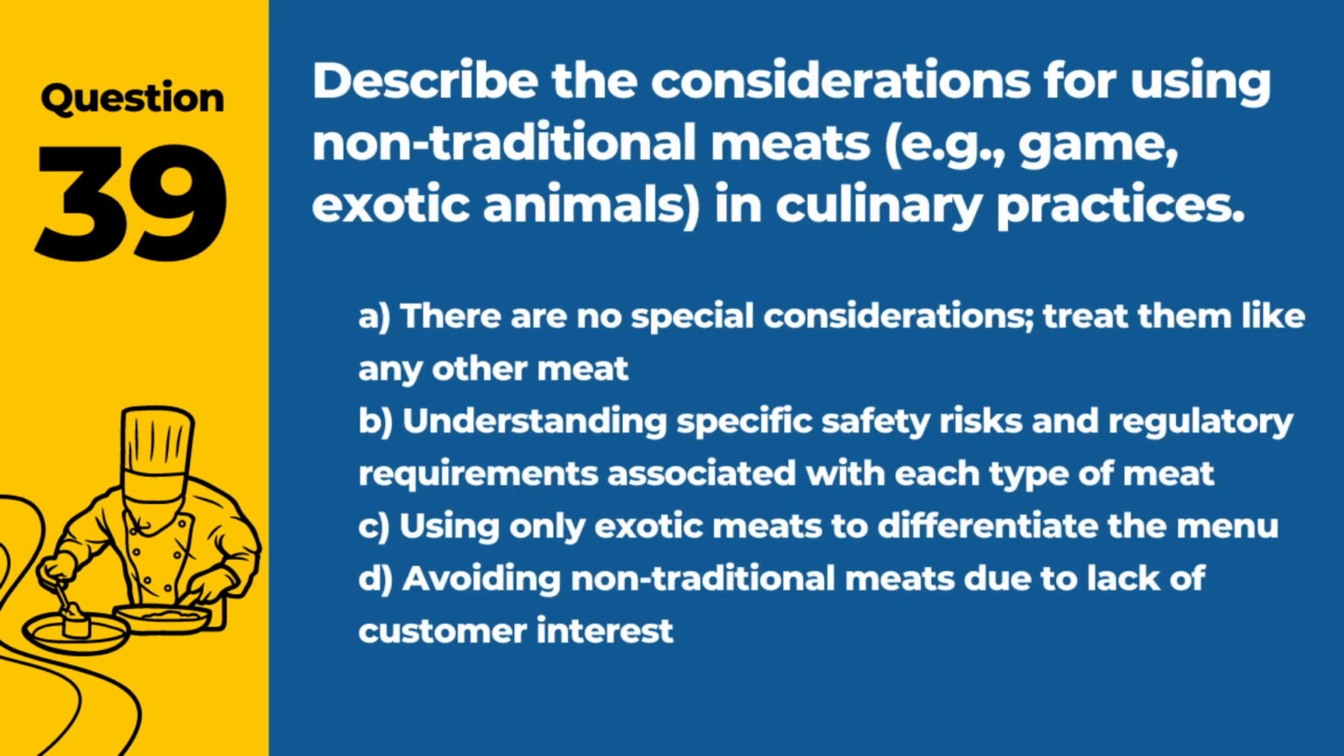Question 39. Describe the considerations for using non-traditional meats, for example, game, exotic animals, in culinary practices. A. There are no special considerations. Treat them like any other meat. B. Understanding specific safety risks and regulatory requirements associated with each type of meat. C. Using only exotic meats to differentiate the menu. D. Avoiding non-traditional meats due to lack of customer interest.